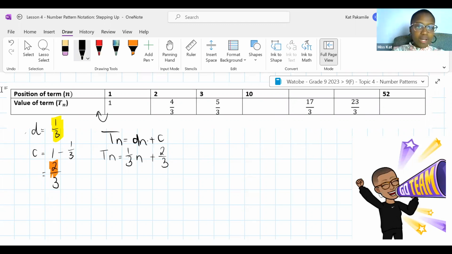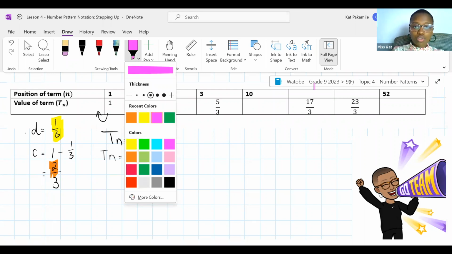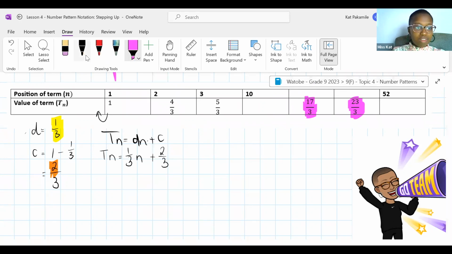Okay, here we go, guys. I'm gonna do 10, and then I want you guys to start working on figuring out the position of the 2 numbers that don't have positions. So you guys must do this one, 17/3 and 23/3. I'm giving you guys 5 minutes to figure this out. And then we're gonna have to end off the lesson because you guys are going to do the quiz.